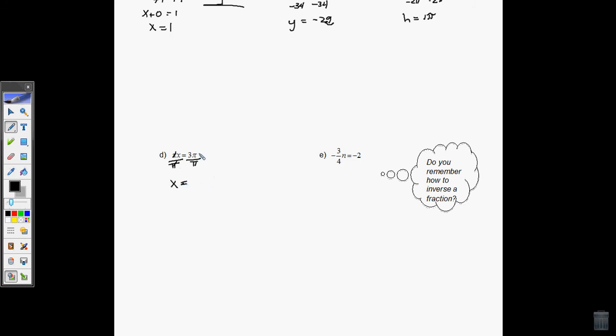Now, if that worked over here and I had a pi on the top and a pi on the bottom, that's going to be the same deal over here. I have a pi on the top and a pi on the bottom. Those things will cancel out. X equals 3.